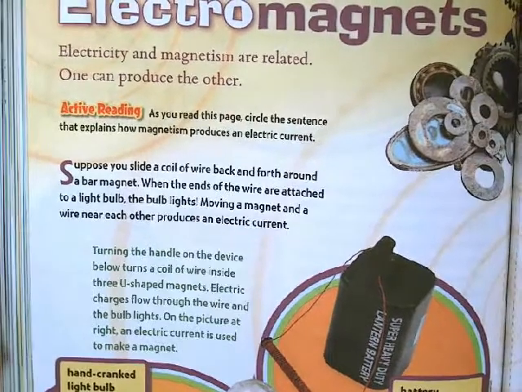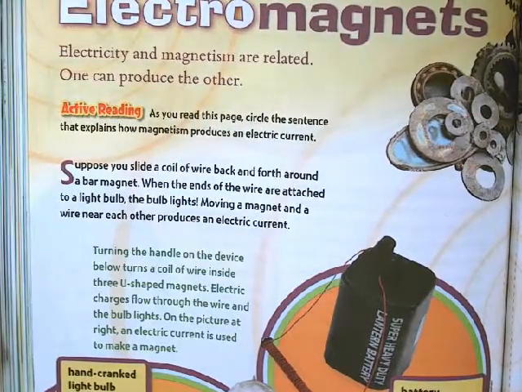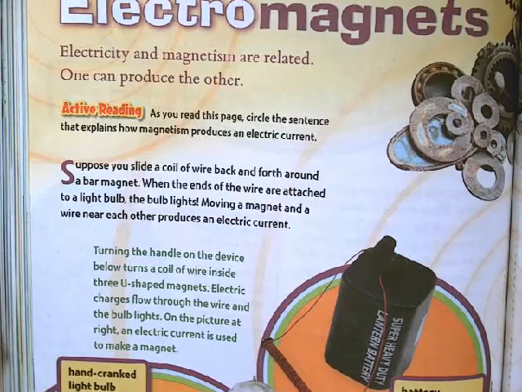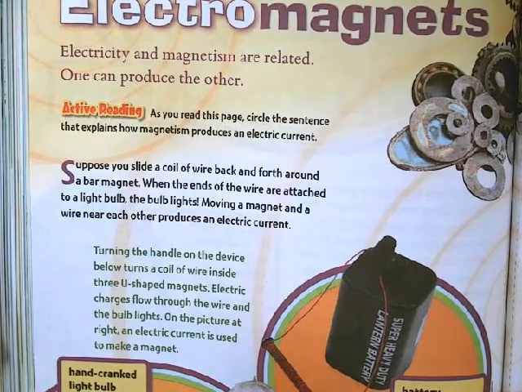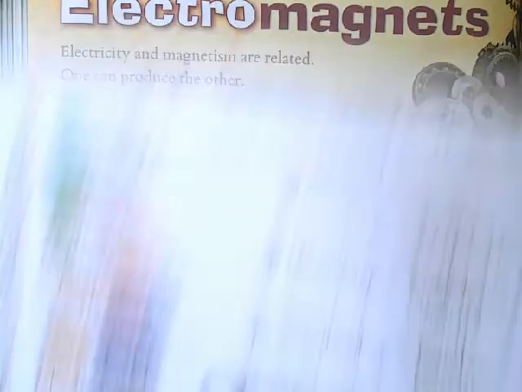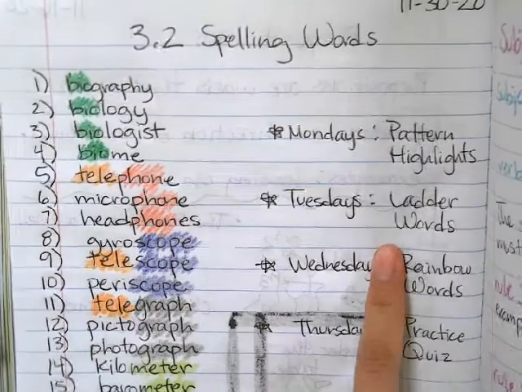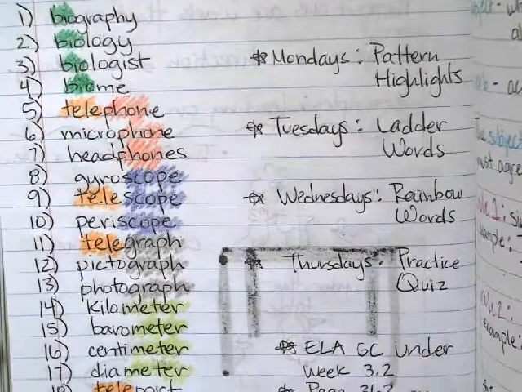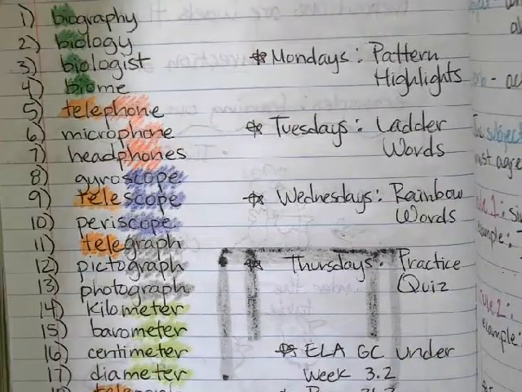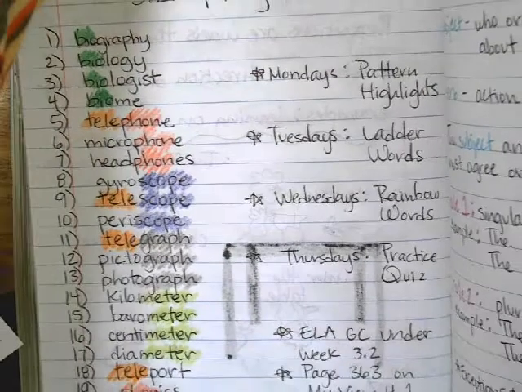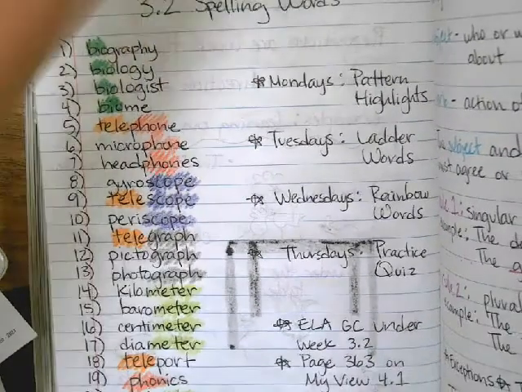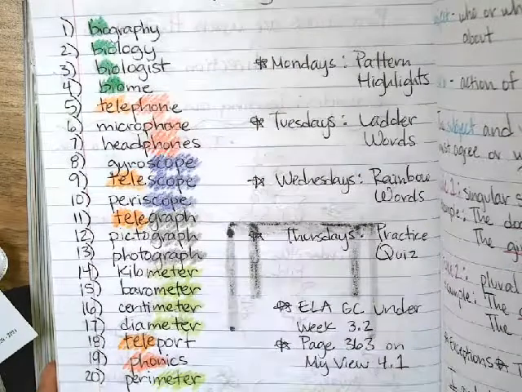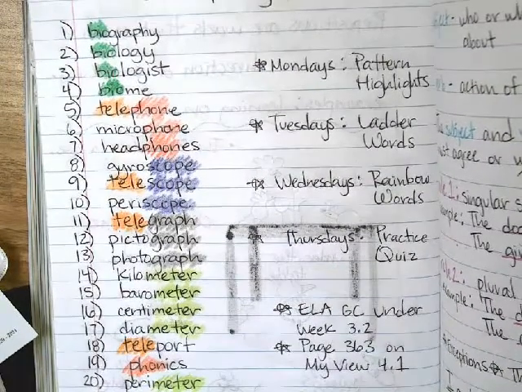For spelling today, that's what I forgot to send yesterday as well. I will send that today. We have our ladder words, so make sure you do your ladder words. I will send this out in a bit as well. Yesterday was pattern highlights, and today was ladder words, so make sure you do this.